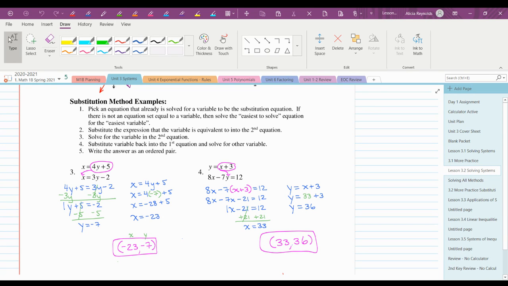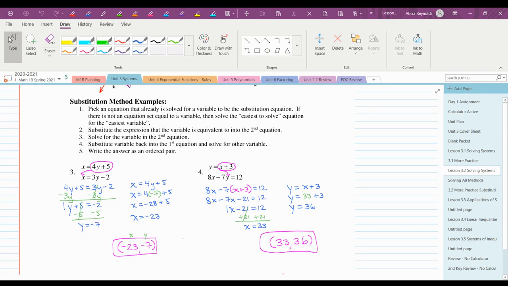So because I'm given x equals for number 3 for both of these, I can set these 2 equations equal to each other. So 4y plus 5 equals 3y minus 2 because both of these equations are equal to x. I'm going to subtract 3y to get y by itself, subtract 5 to isolate y, and I get y equals -7. Then I'm going to substitute -7 into my first equation, x equals 4y plus 5. So I get x equals -23. So my ordered pair (x, y) is (-23, -7).